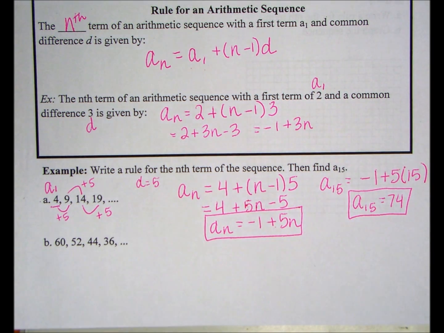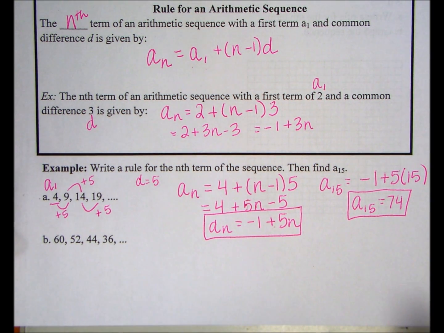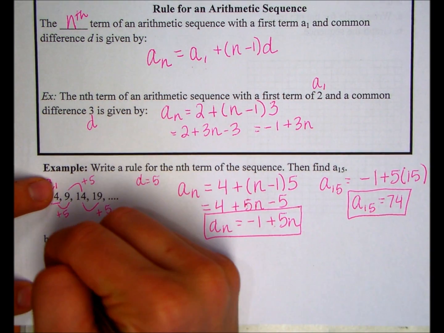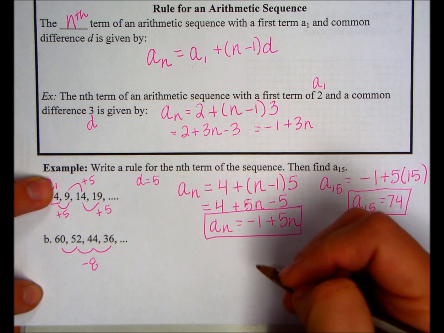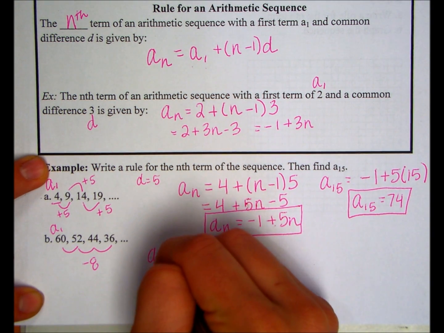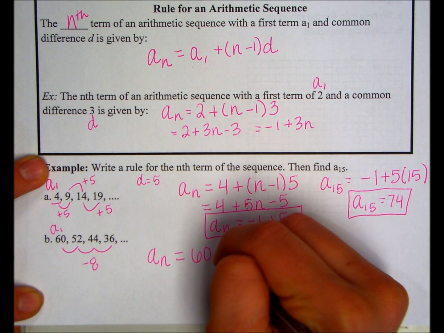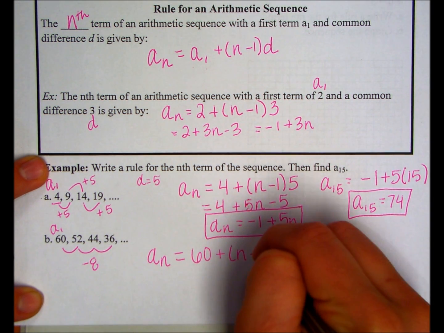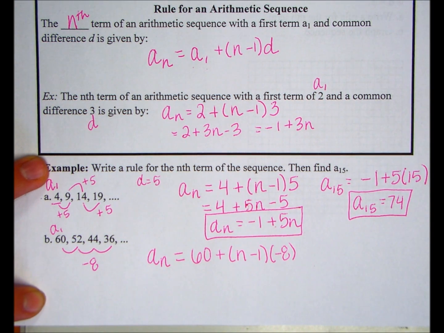The second example below, I go from 60 to 52, 44, 36. So if you'll notice now, I'm decreasing my value, so I know I'm going to have to be subtracting. And I'm actually subtracting by 8 is my pattern. My first term is 60, so when I write my rule, a of n equals 60 plus n minus 1 multiplied by my d, which in this case is negative 8.